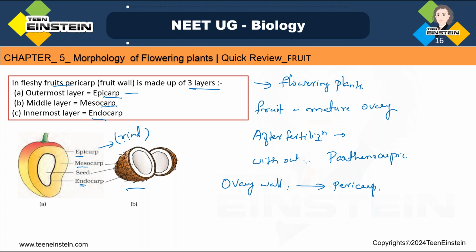Then what about mesocarp? Mesocarp is the middle layer, and that is thick and fleshy. In which one? Here you can see, mesocarp is very thick and fleshy in mango, right? And what about the epicarp in mango? Epicarp is a thin layer. We remove the epicarp, that skin-like portion, then we eat the mesocarp in mango, right?